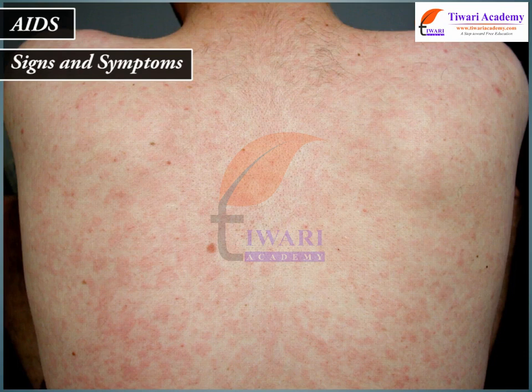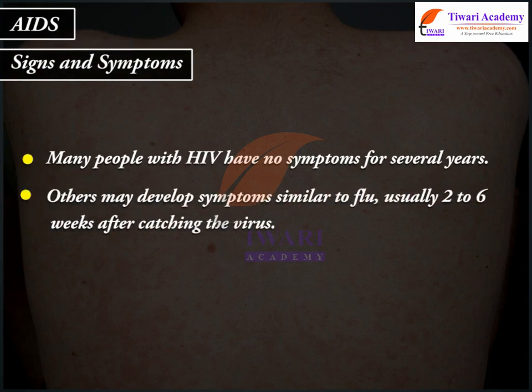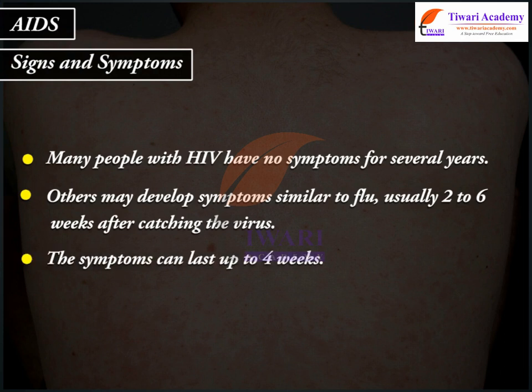Signs and symptoms. Many people with HIV have no symptoms for several years. Others may develop symptoms similar to flu, usually 2 to 6 weeks after catching the virus. The symptoms can last up to 4 weeks.